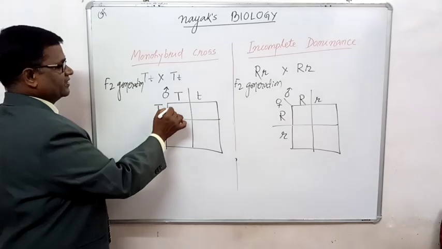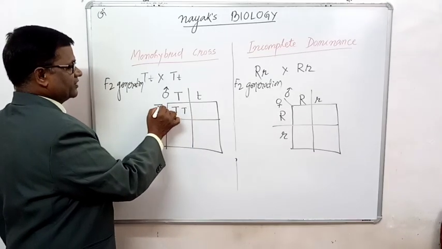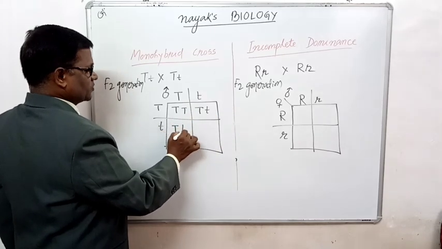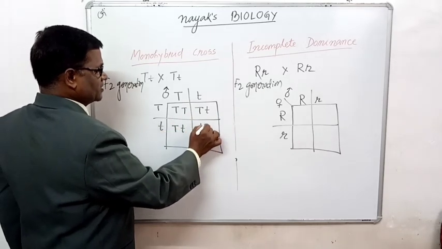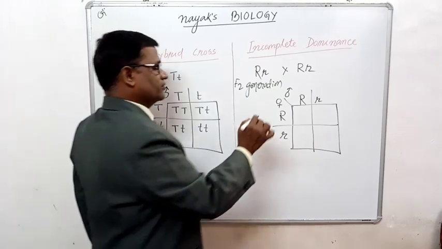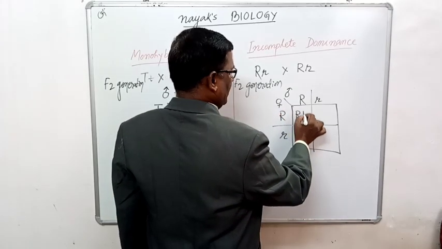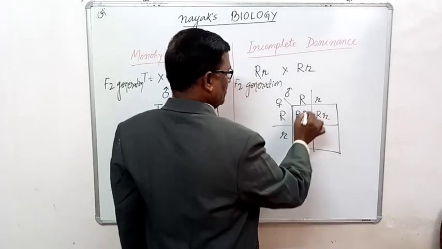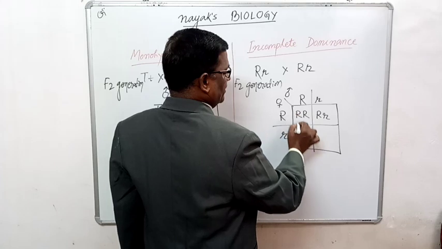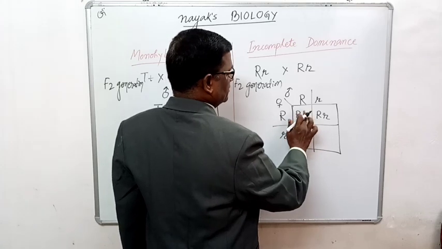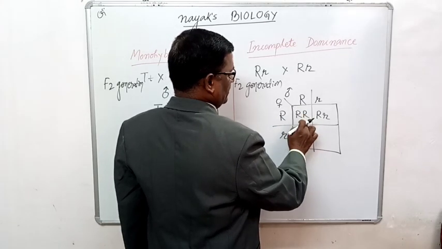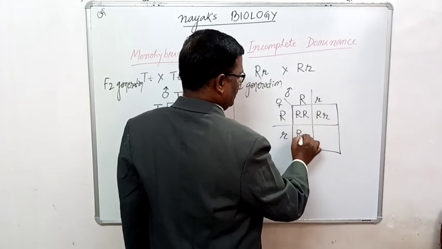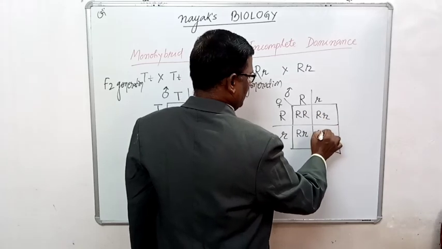T crossed with T gives TT. T crossed with small t gives Tt here. Here capital T, small t gives Tt, and small t with small t gives tt. We do the same thing for R. R crossed with R gives RR, R crossed with small r gives Rr, and so on, R crossed with capital R and small r.